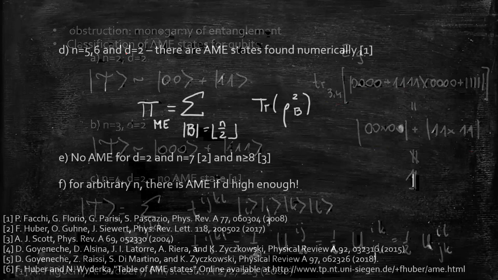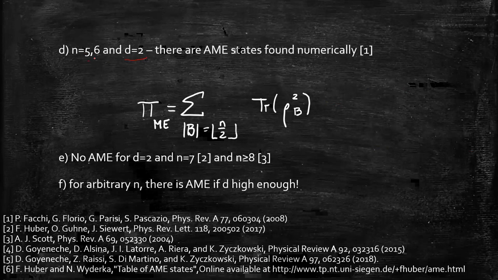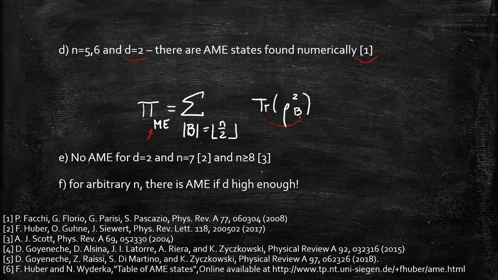Surprisingly, when you increase the number of qubits to 5 and 6, then you can construct absolutely maximally entangled states. First it was done just numerically, by maximizing the value of this function, which is just the sum over all possible bipartitions. Each of these elements is the measure of mixedness of the reduced state. So for four qubits there are no absolutely maximally entangled states, but for five and six there are. And then you can show that when you increase the number of qubits further, there are no absolutely maximally entangled states.